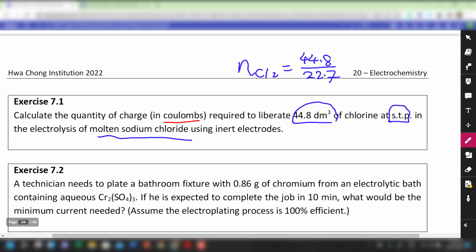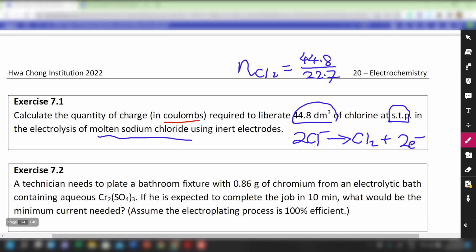Yep, so you know that in order to produce 1 mole of chlorine, I need 2 moles of chloride, and in the process, 2 electrons are transferred. Because of this, we need to find the stoichiometric ratio between chlorine and the number of moles of electrons transferred. So therefore the ratio will be 1:2.